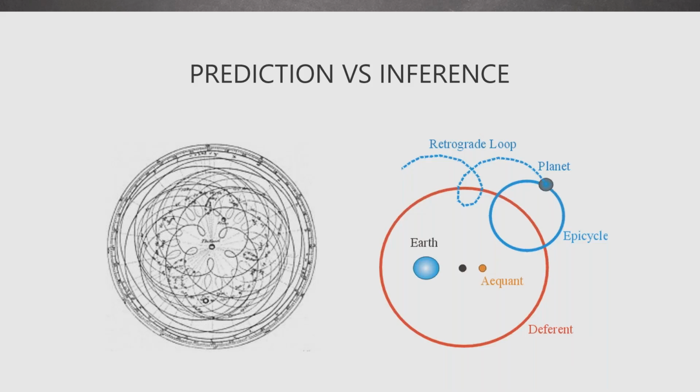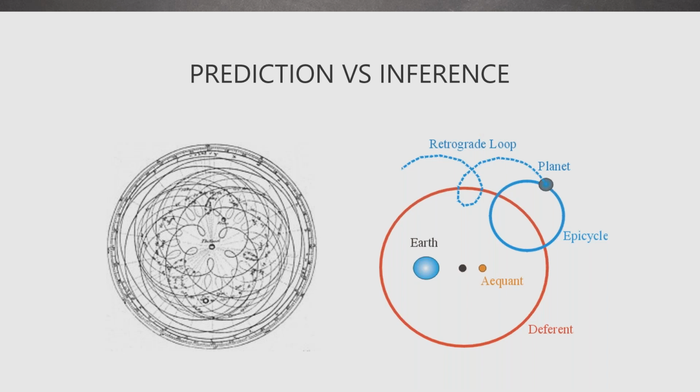Now, as promised, I'll discuss the difference between prediction and inference. How many of you are familiar with the Ptolemaic or geocentric model of the universe? In this model, the Earth was the center of the universe and every other celestial object revolved around it. This was one of the most widely accepted scientific models in the West up until the Renaissance.